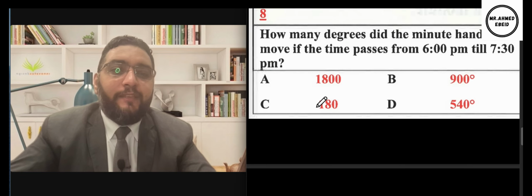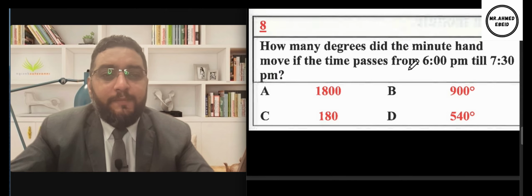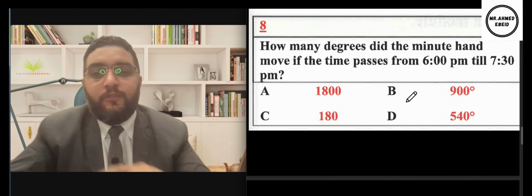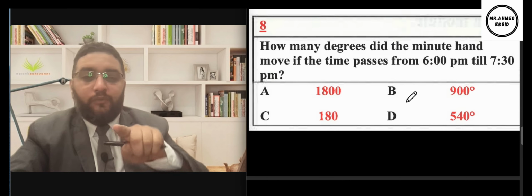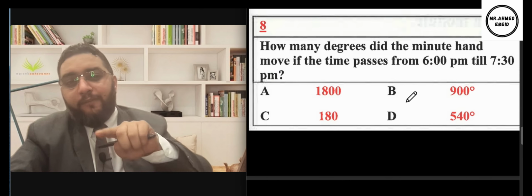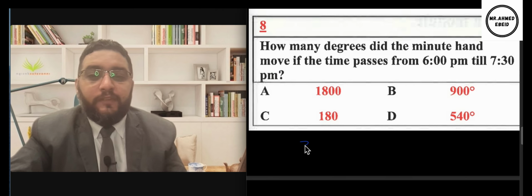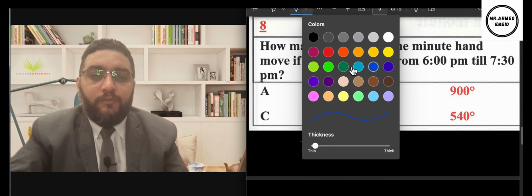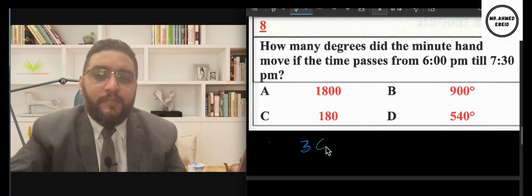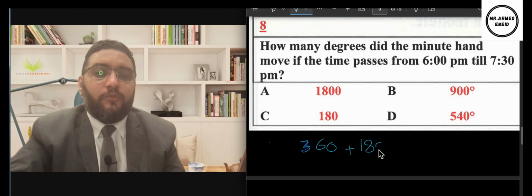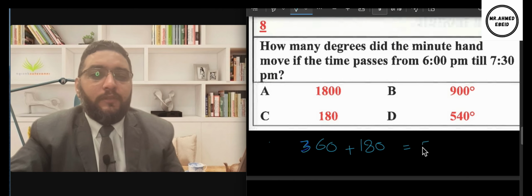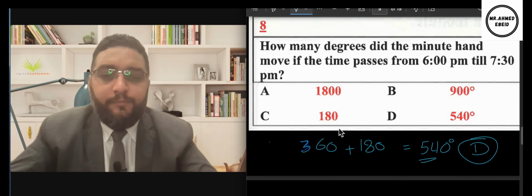How many degrees did the minute hand move if the time passes from 6 p.m. till 7:30 p.m.? From 6 p.m. to 7:30 p.m. it means we have one rotation and half a rotation. One rotation from 6 to 7 and half a circle from 0 to 30. So it will be 360 for the whole rotation plus half a circle, which is 180. Their sum equals 540 degrees. The answer is D.